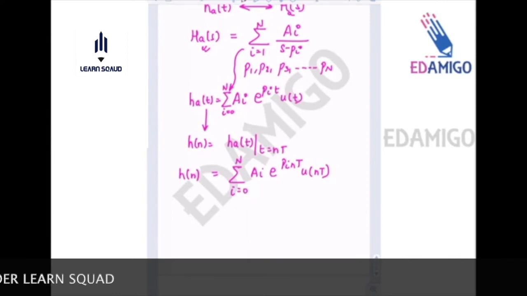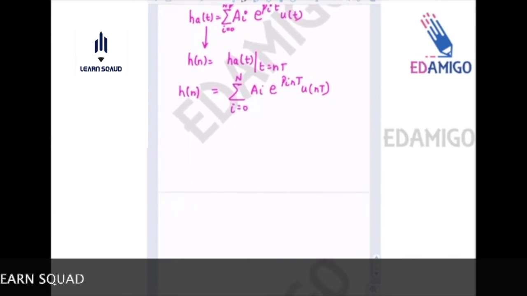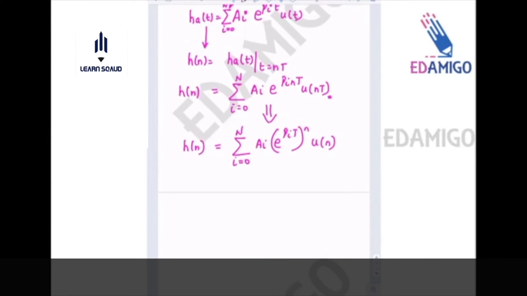Okay. Now this can be written as, since n is the variable and capital T is the sampling instant, it's a constant. So this can be written as e to power p_i T whole to power n u[n]. That is your h[n]. Now, okay, so this is the transformation that will get the result, the impulse response of the digital filter.